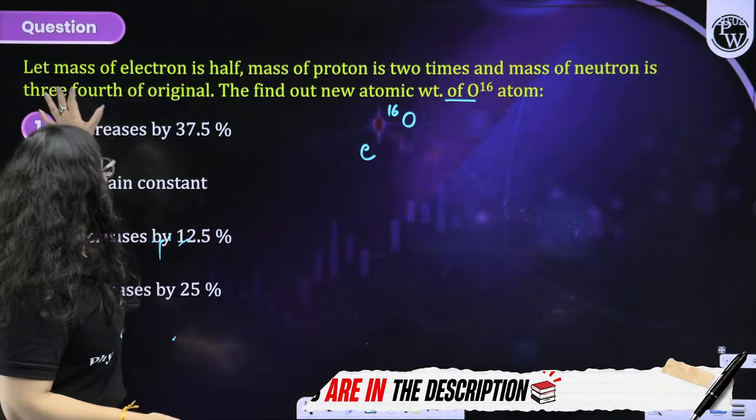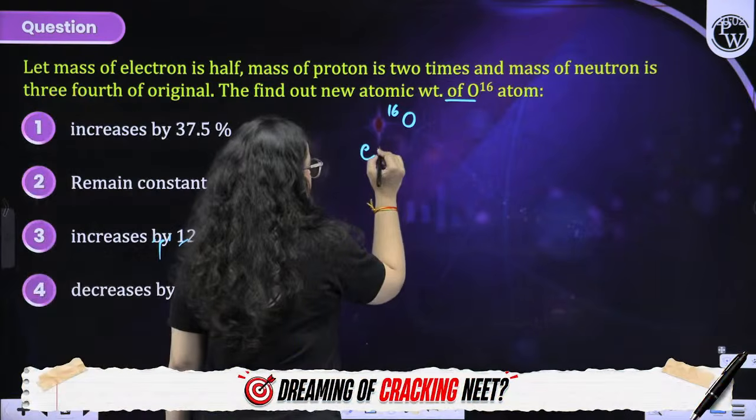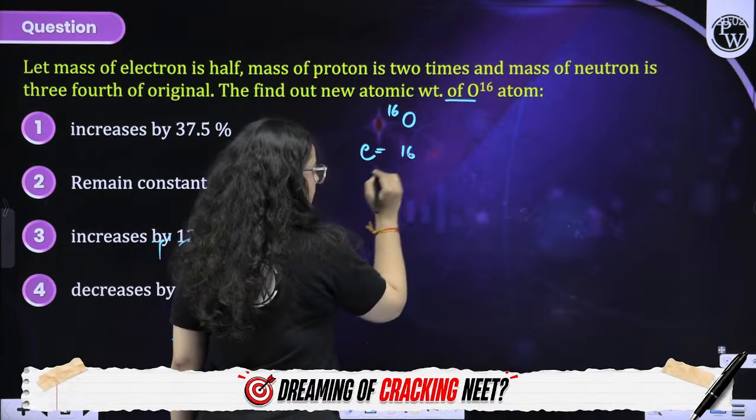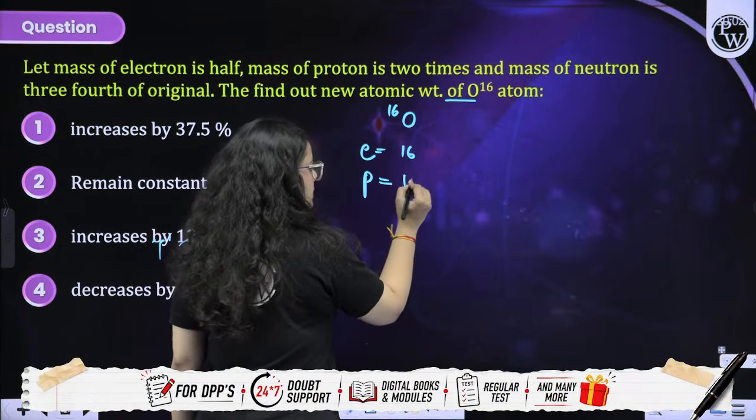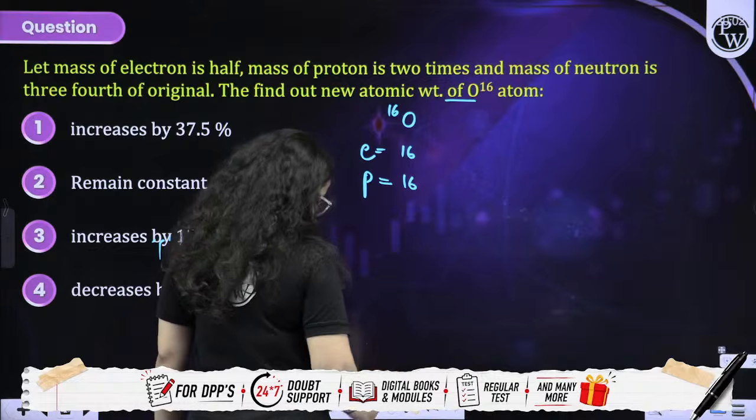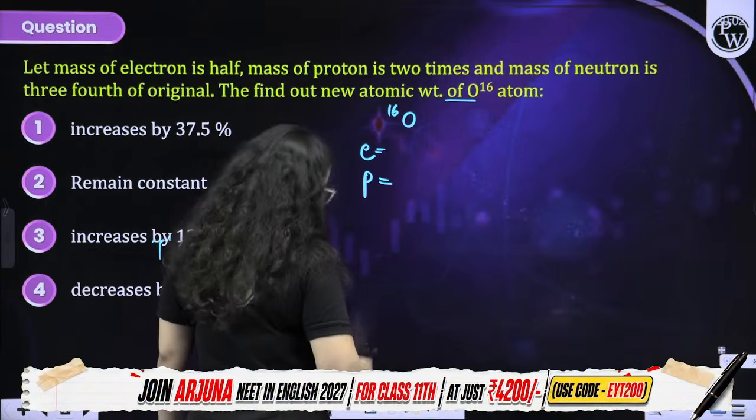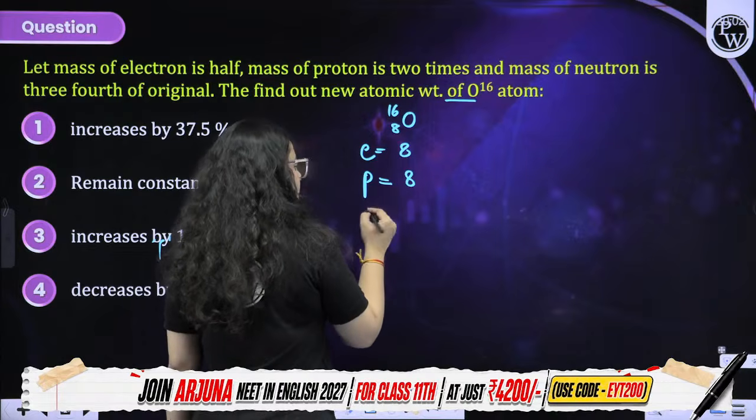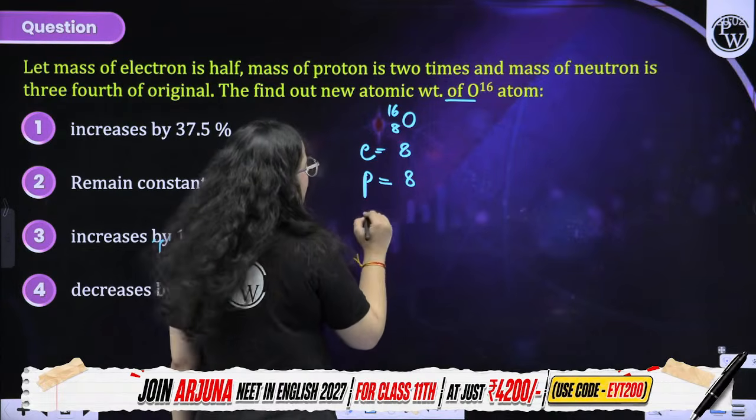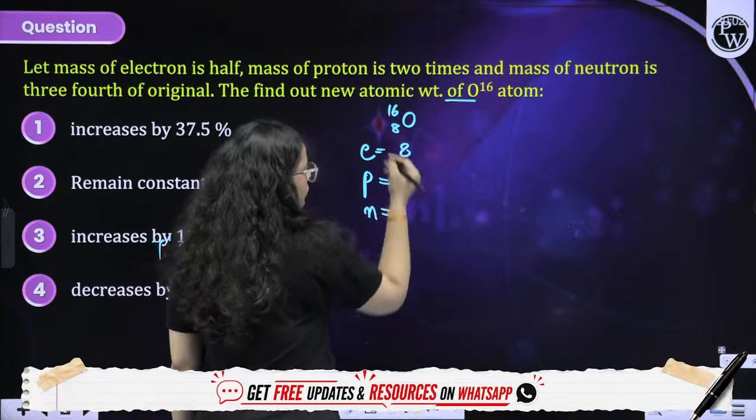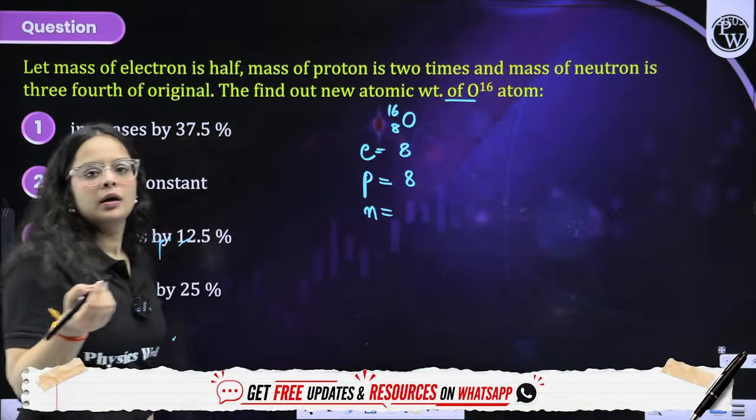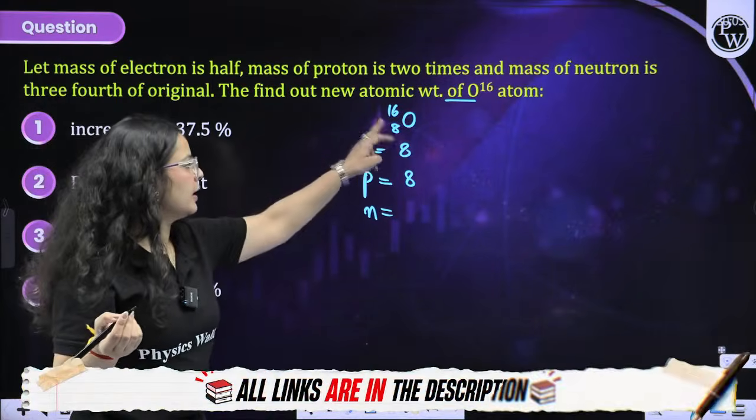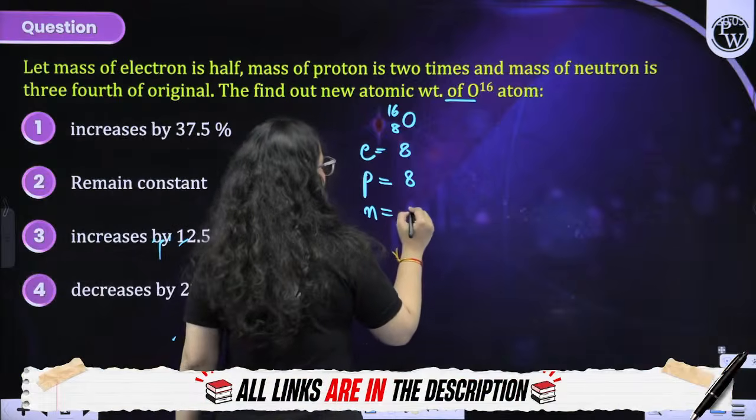Here it is given to you that if we do have oxygen 16, the mass number is 16. The electron in oxygen is equal to the atomic number, that is 8. Proton is also 8. And about the neutron, you just have to look at the mass number minus atomic number. 16 minus 8, that is 8 only.